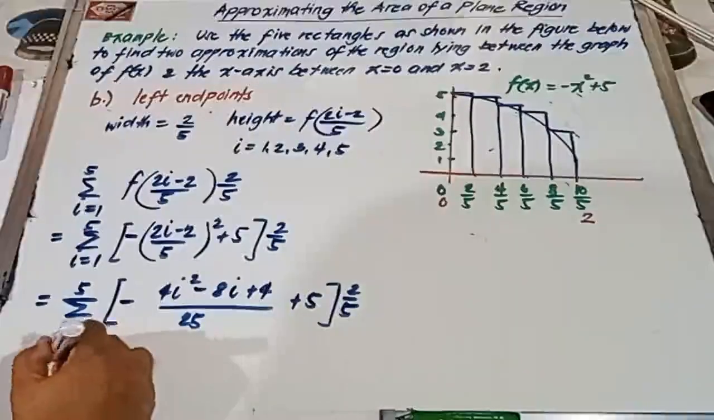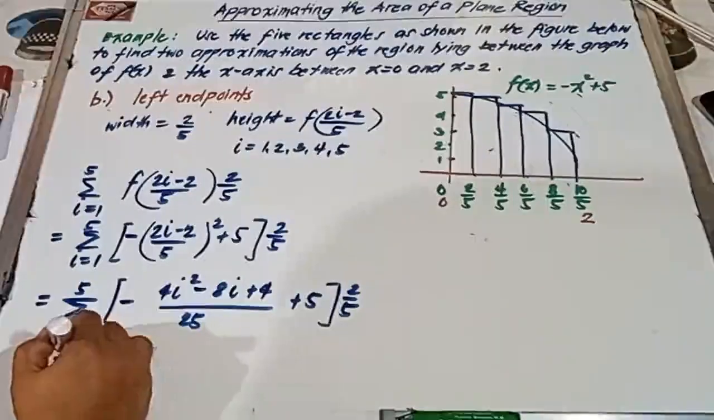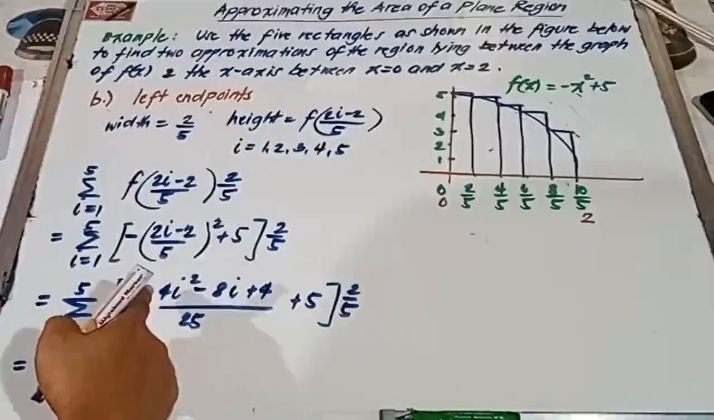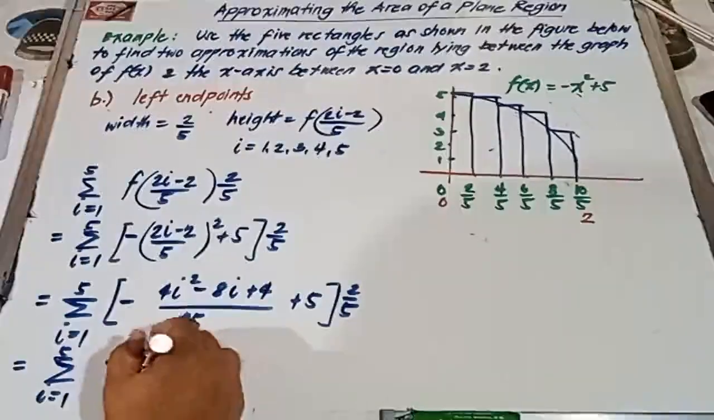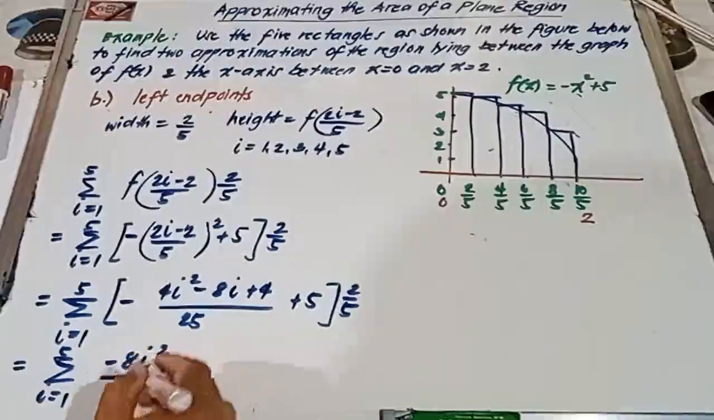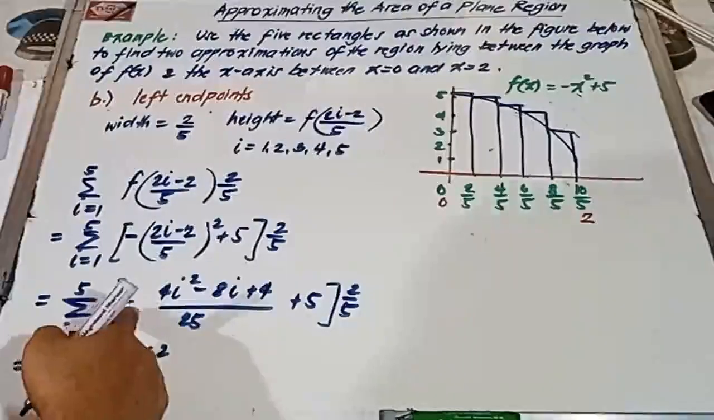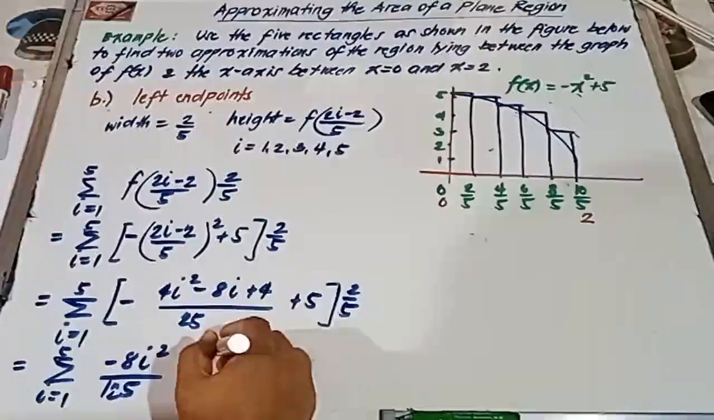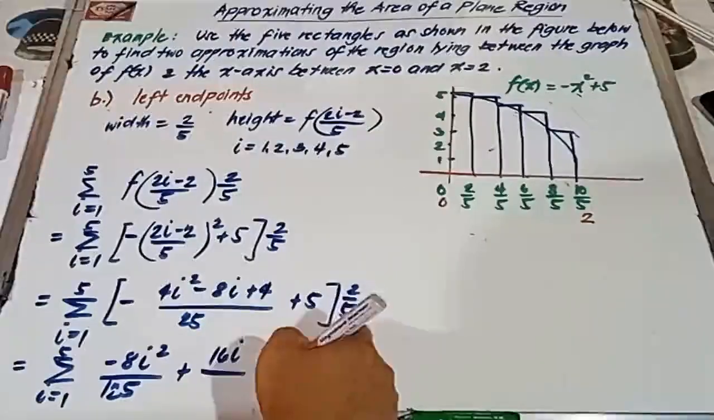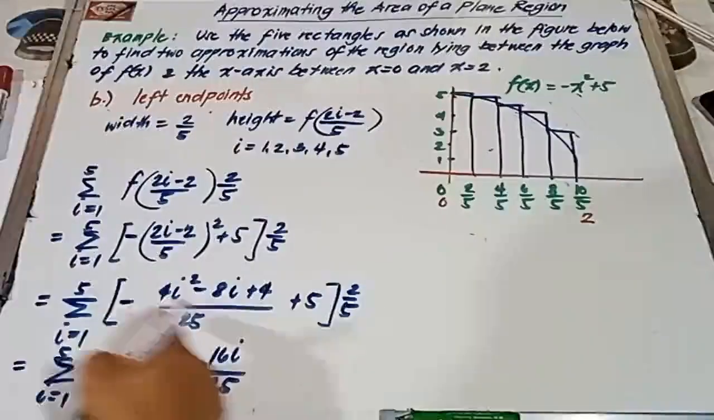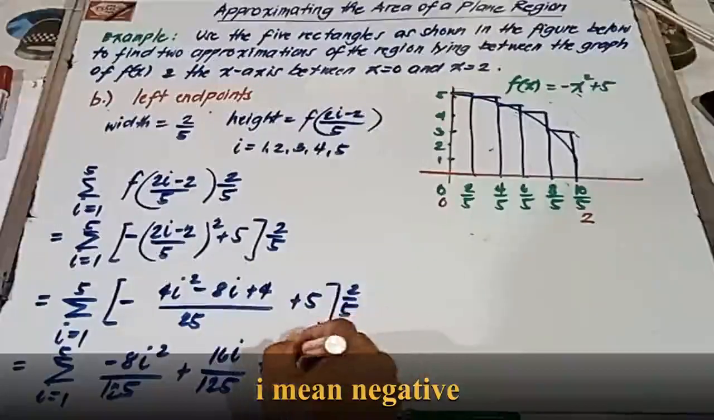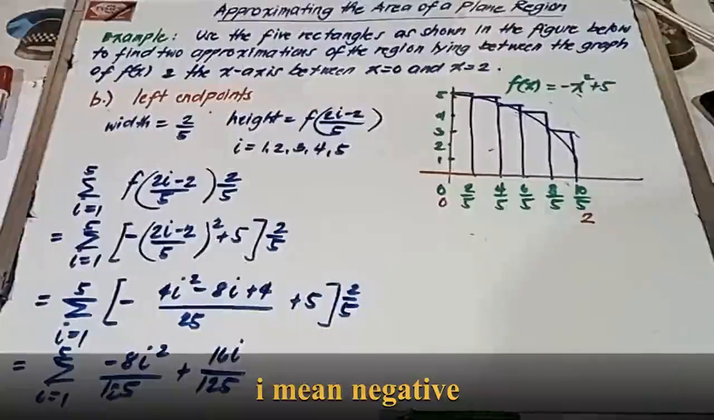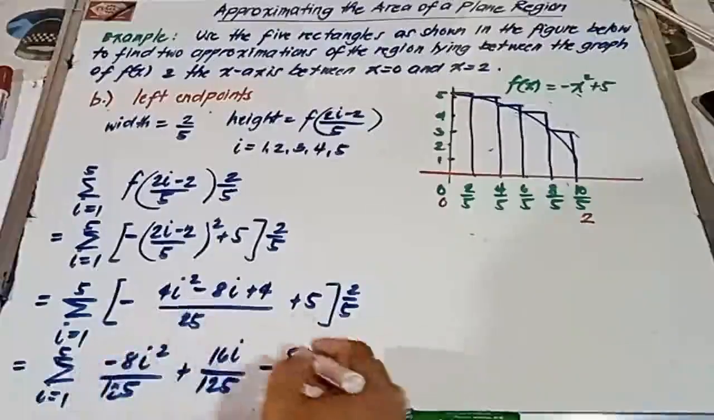So we have the summation of i equal to 1 to 5. 2 over 5 times 4 is negative 8, so negative 8 times i squared; 5 times 25 is 125. Negative times negative is positive, 16i over 125. Positive 2 times 2 is 8. Sorry, that should be negative 8 over 125.